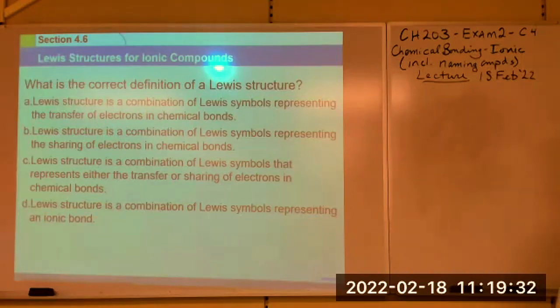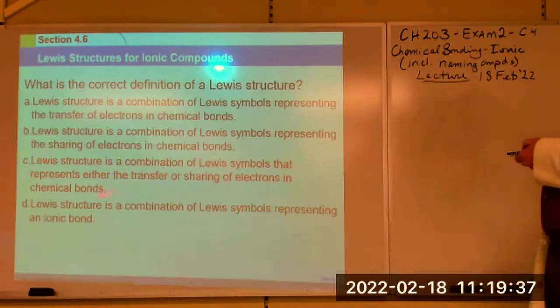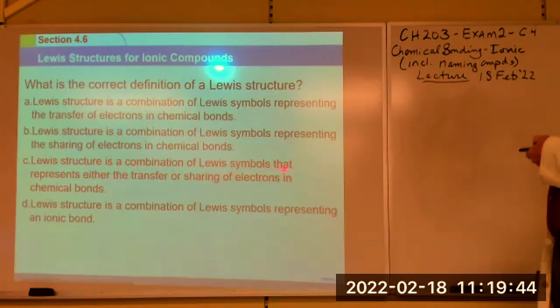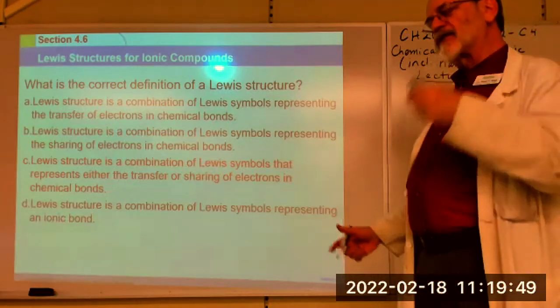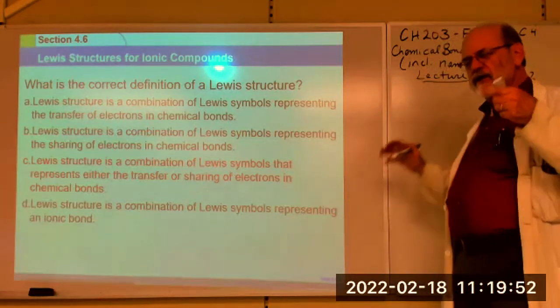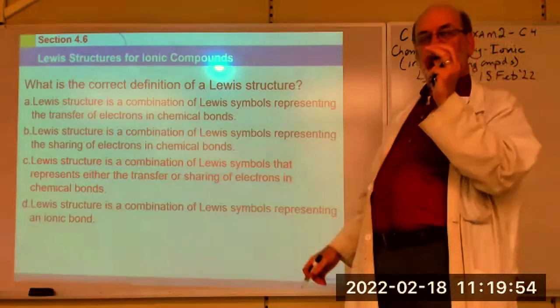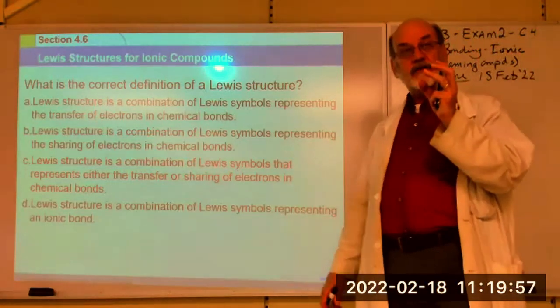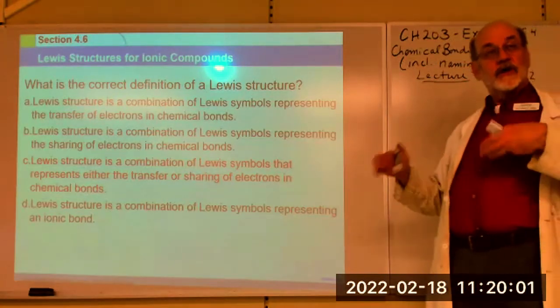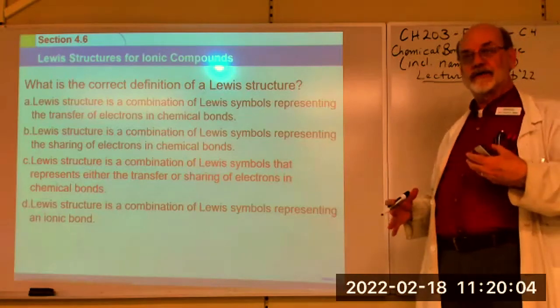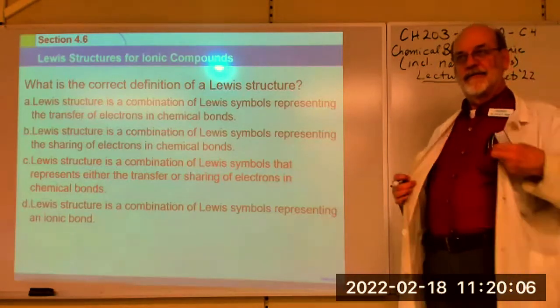Okay, definition of a Lewis structure. A Lewis structure is a combination of Lewis symbols. Now, we talked about, actually I introduced you to a little bit of it. The Lewis structure for an individual atom has the valence electrons positioned around the symbol. But once you form a compound with those, you can write a Lewis structure for the compound itself.